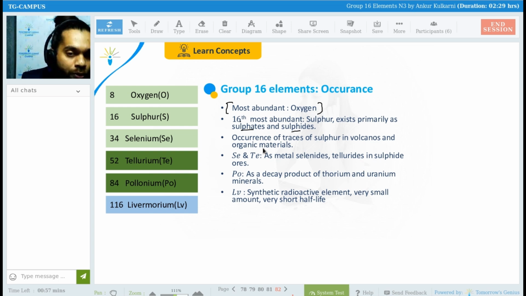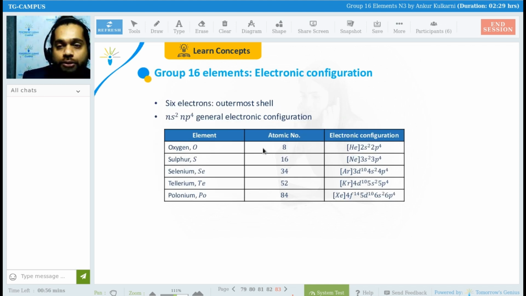Now, livermorium. Why do we not talk about livermorium much? Because it is radioactive and has a very short half-life. I hope you all know what half-life is. It goes on decaying by eliminating alpha and beta particles, till it no longer exists. It comes and immediately goes away. So those are your chalcogens.